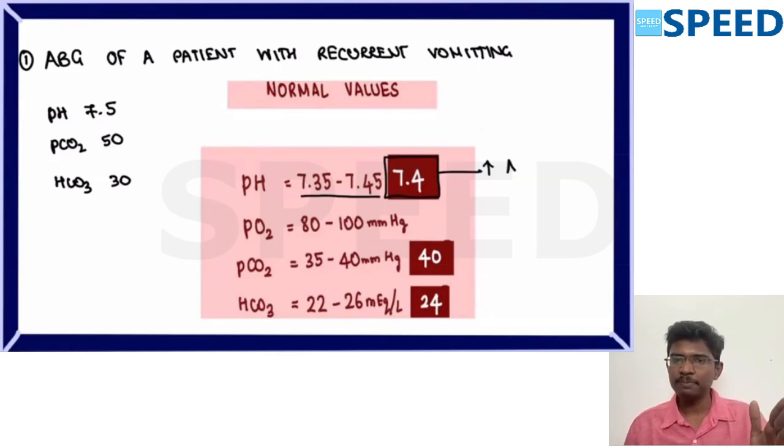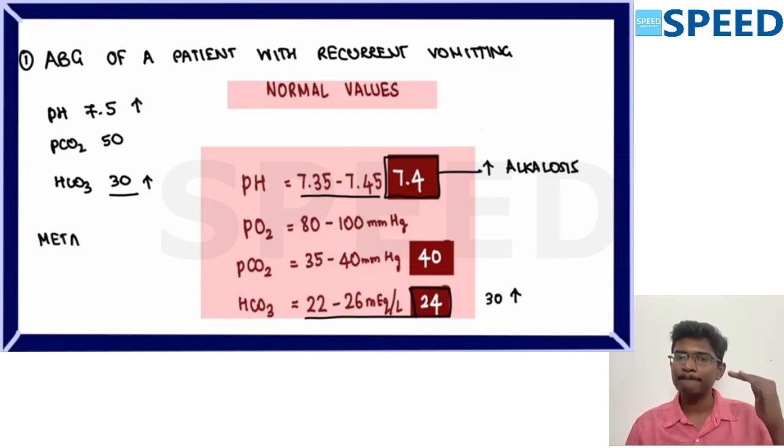So the first step is always to look for the pH. If pH is more than 7.45, then it is alkalosis. To see the component, check for the bicarb component. If it is more than 24, then that means it is metabolic alkalosis. And since the patient is having recurrent vomiting, he would have lost a lot of HCl in his vomit that might have contributed to the alkalosis.